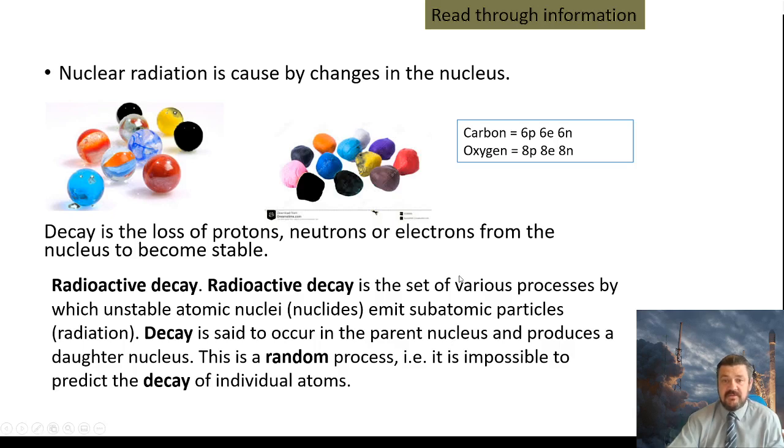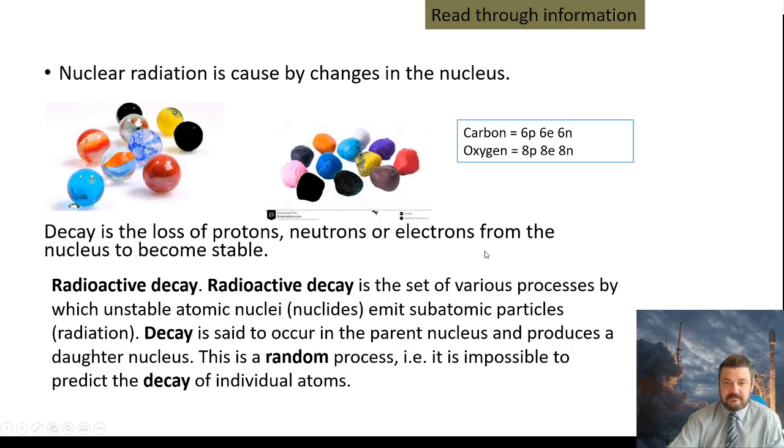Now, the scientific version of this is radioactive decay is a set of various processes which unstable atomic nuclei emit subatomic particles. Decay is said to occur at the parent nucleus and produces a daughter nucleus. It is a random process. In other words, it's impossible to predict the decay of individual atoms.